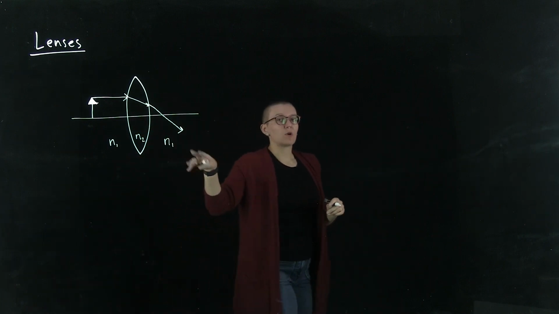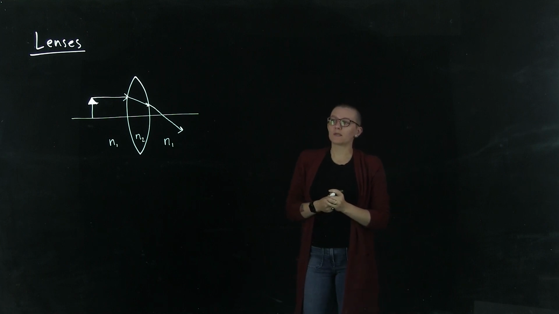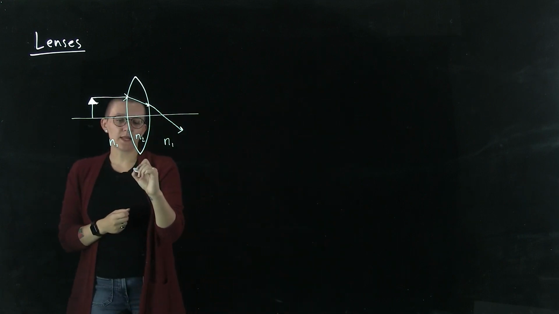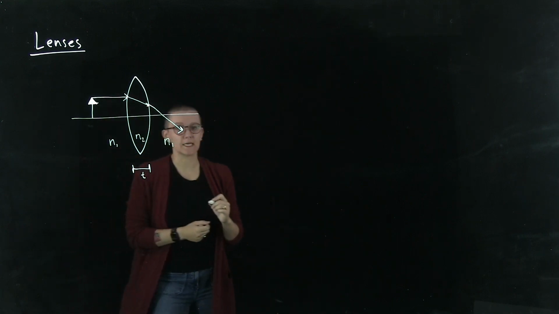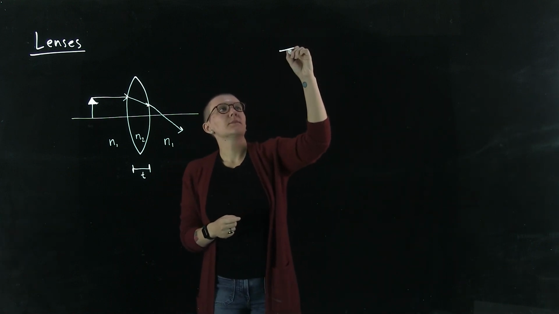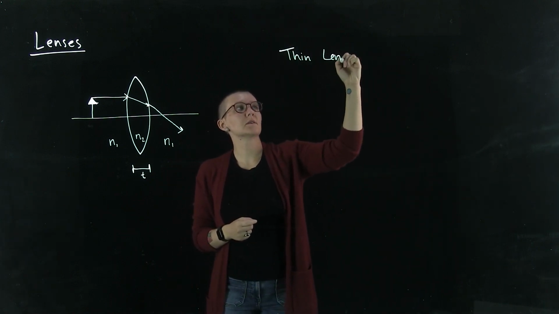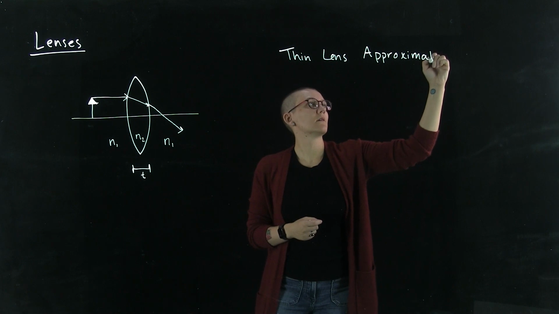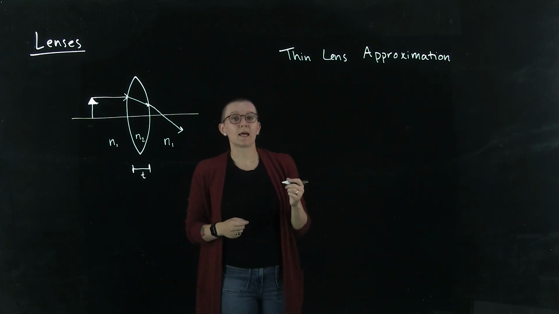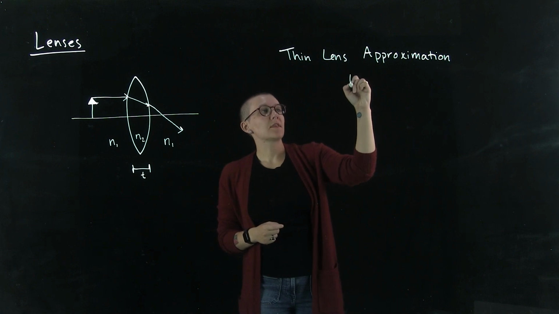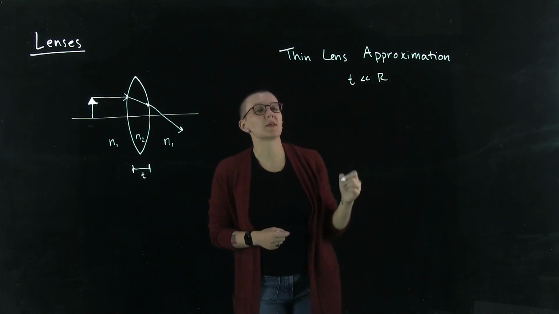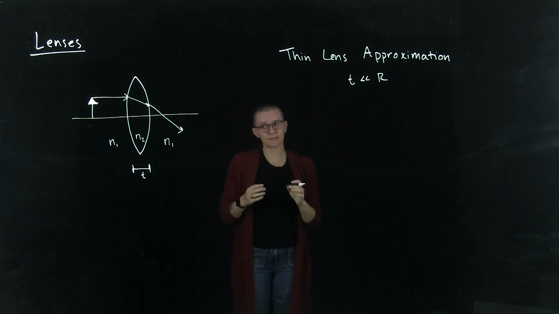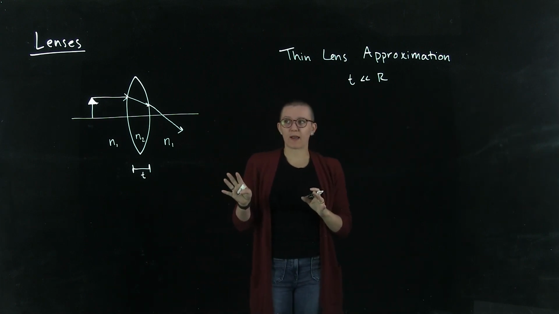So this is generally what the ray diagram would look like whenever you want to see how a lens is affecting light. And this is for some lens where it has some thickness, T. Now the thin lens approximation allows us to say that the thickness of the lens is much, much smaller than the radius of curvature. That's what this R is here, the radius of curvature of the lens. And this will really simplify our ray diagrams for us.